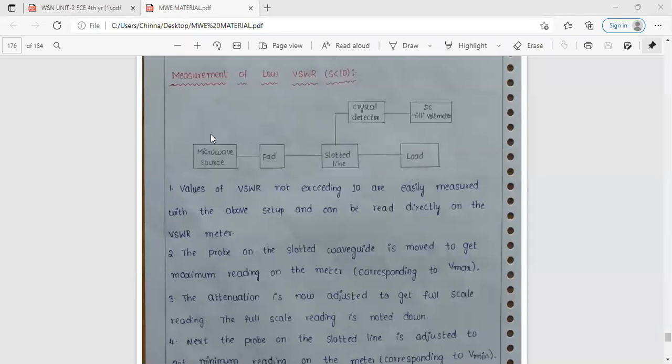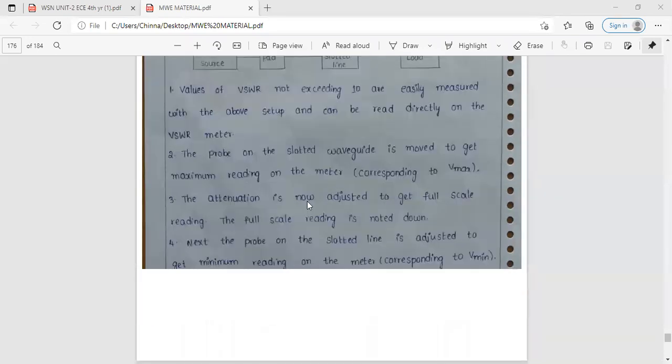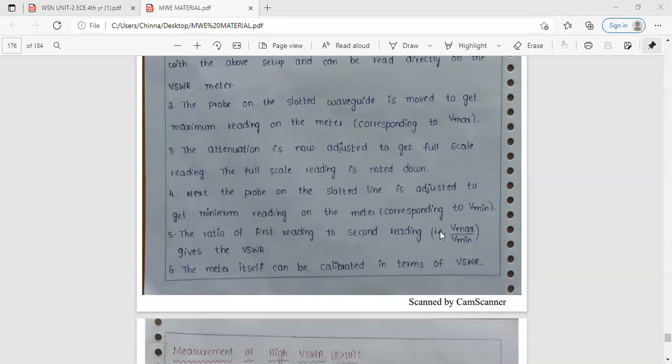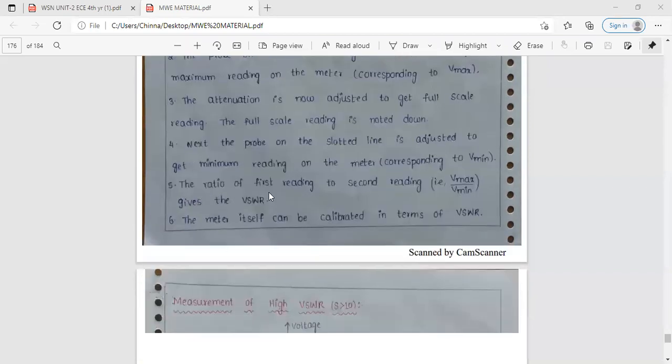Here we are using a microwave bench setup, and here you can measure the slotted line section where the maximum voltage V maximum will be obtained. There you can note the V maximum value. Whenever you are moving the slotted line section, you obtain the V minimum. There you can note down the V minimum, and finally you can obtain VSWR as V maximum by V minimum. So the VSWR value will be obtained below 10 here. Okay, so this is the procedure whenever VSWR is a very low value.